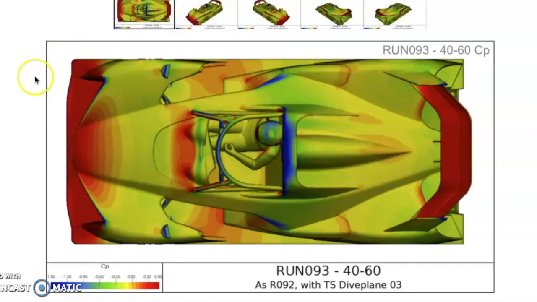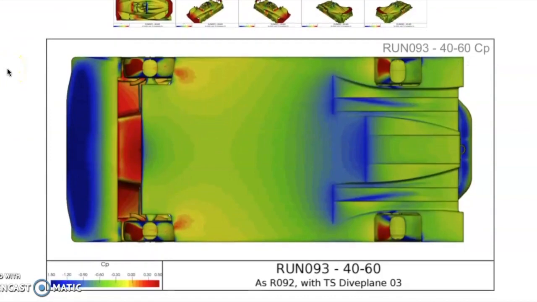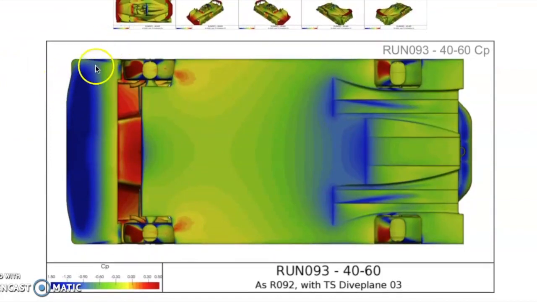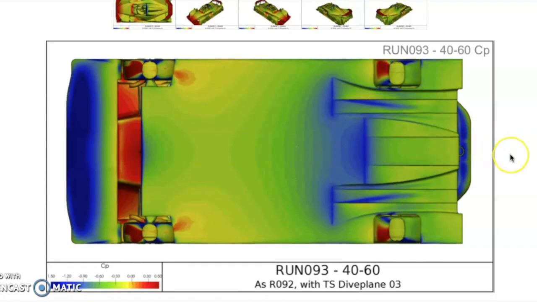On the upper surface of the body, we're looking for the red to be pushing the car into the ground. And on the undersurface of the body, we're looking for the opposite to be true: low pressure sucking the car into the ground. Force is equal to pressure times area in this scenario. So we have negative pressure over a very large area, 26 square feet, helping us to create the downforce that we need to make the car go faster.